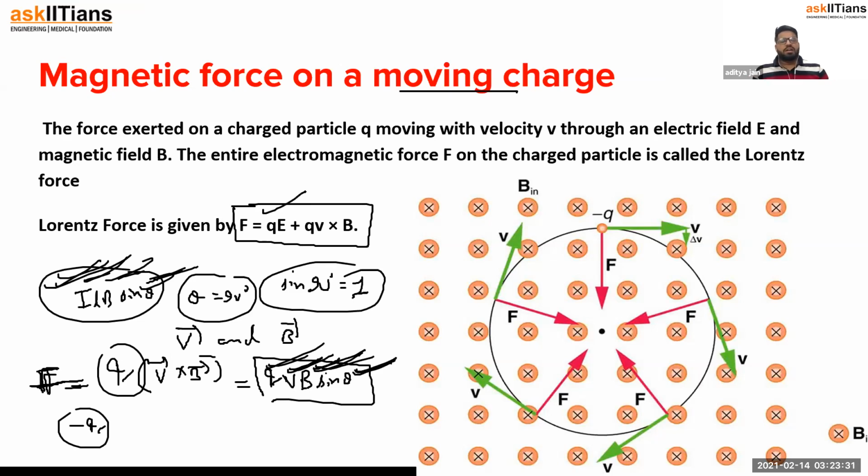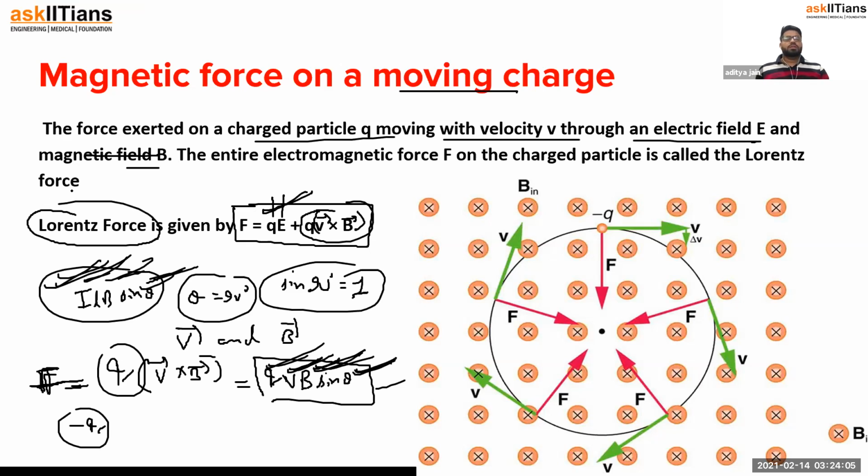One is the force acting on a charged particle present in an electric field, that is given by QE, where Q is the magnitude of charge and E is the electric field. The other, QV cross B, is what we are concerned with, the magnetic force acting on a moving charge, QVB sin theta. It is written here that the force exerted on a charged particle Q moving with velocity v through an electric field E and magnetic field B is known as Lorentz force.